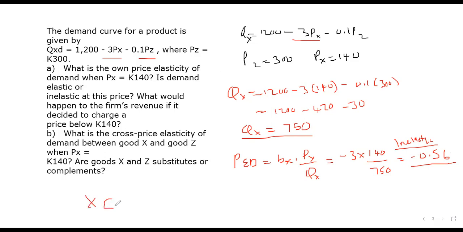Cross price elasticity of demand is the gradient for good Y times price for good Y over overall total. What's the price of good Y? Gradient is what? Negative 0.1. The price of good Y, 300. Overall total, 750. So when you apply these, it'll be 30 over 750. And we're getting a negative there. So what is our conclusion? We get a negative. That is 0.04.